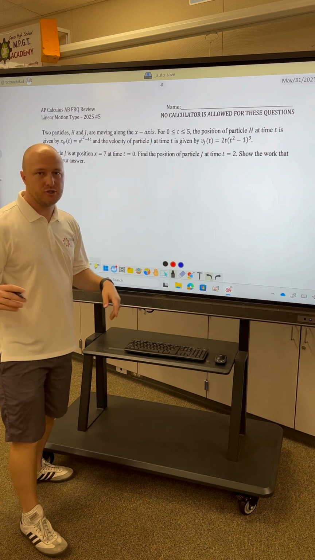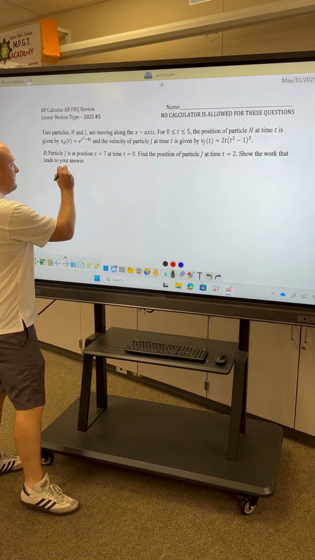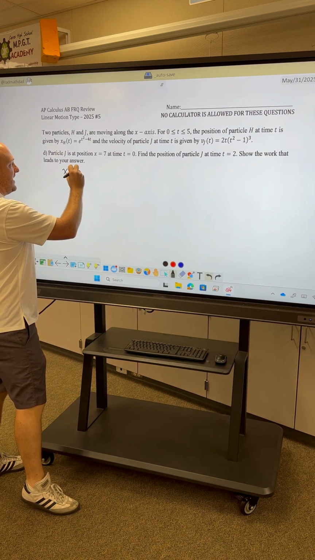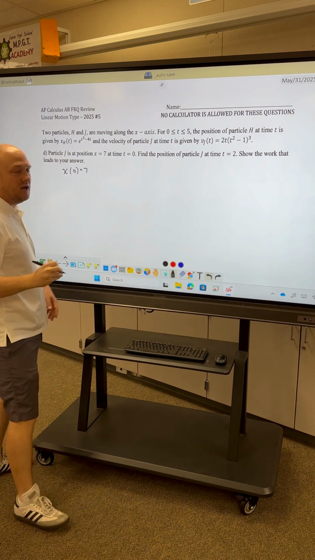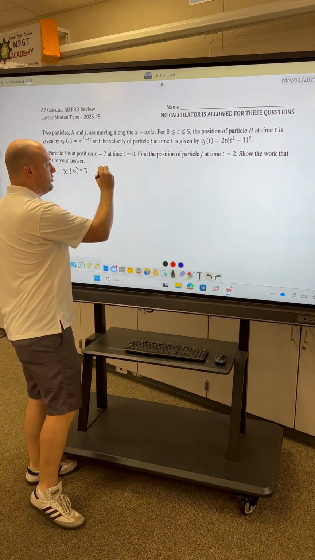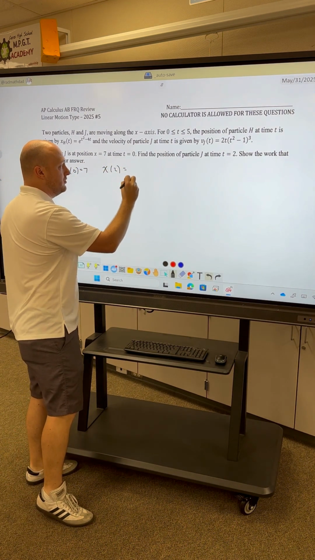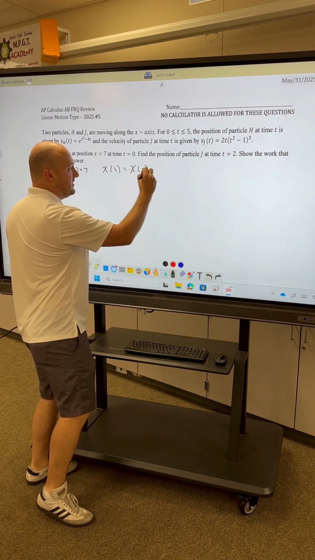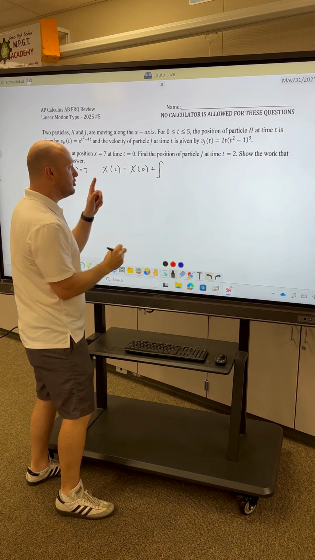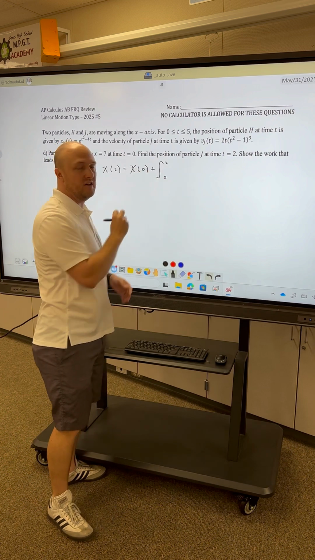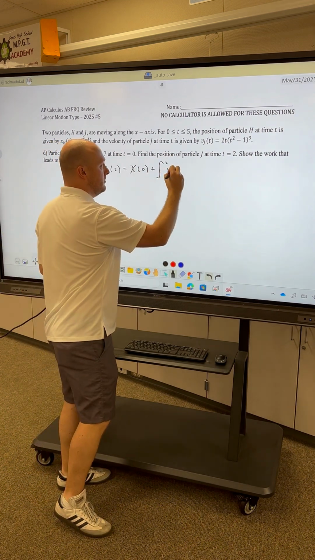I like to call this problem a start plus accumulation. They give us the position of particle J at 0 and they say that it's 7. However, what they want is the position of the particle at 2. So I'm going to use the given position at 0, and in order to find the new position, I'm going to integrate velocity from 0 to 2.